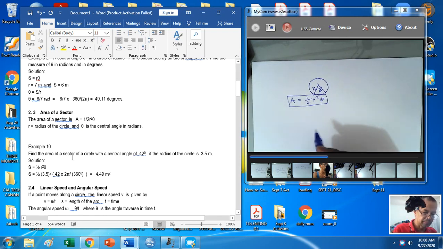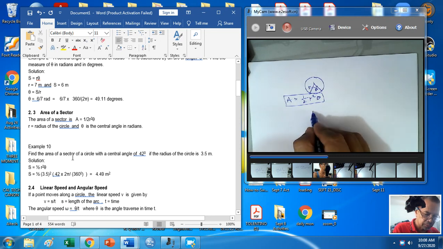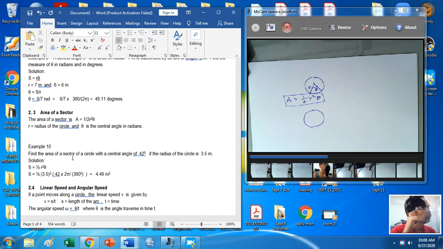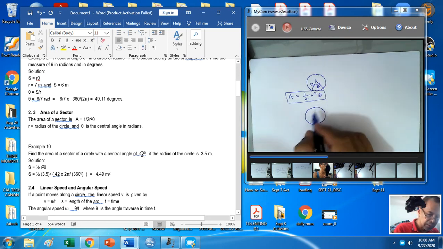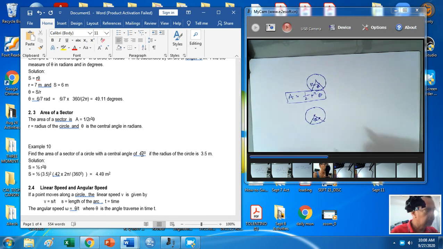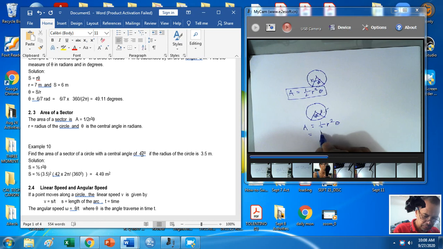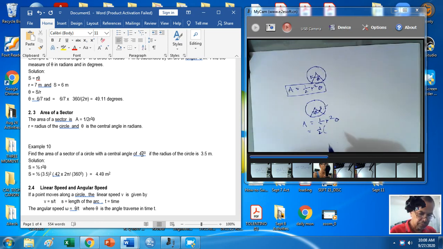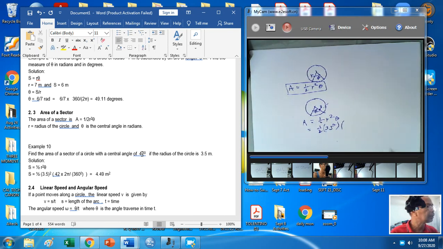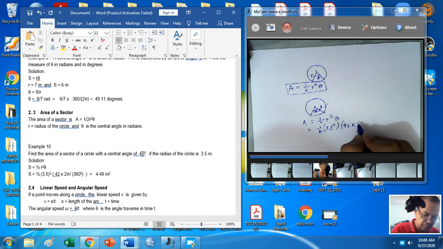Okay, let's have example 10. So here, let's figure this out. The area of a sector of a circle with central angle of 42 degrees and radius of 3.5. So using the formula, area is 1/2 r squared theta. This is 1/2 r squared, which is 3.5 square, times theta, which is 42, but you have to convert this to radian, no? 42 times 2 pi over 360.